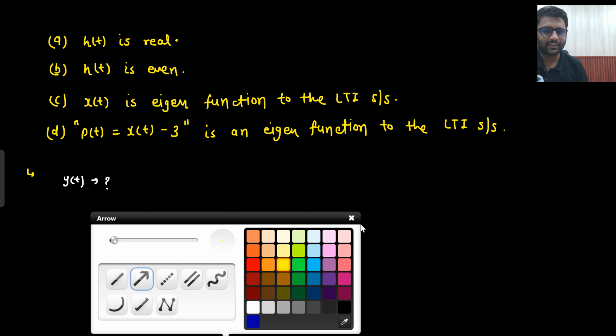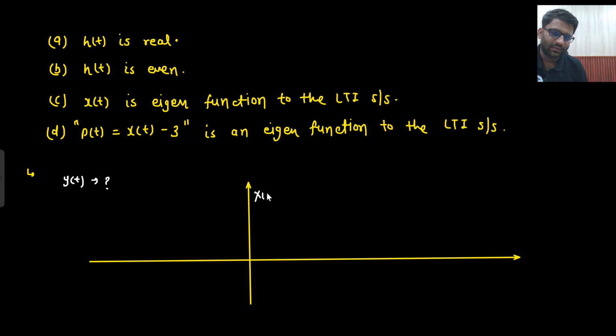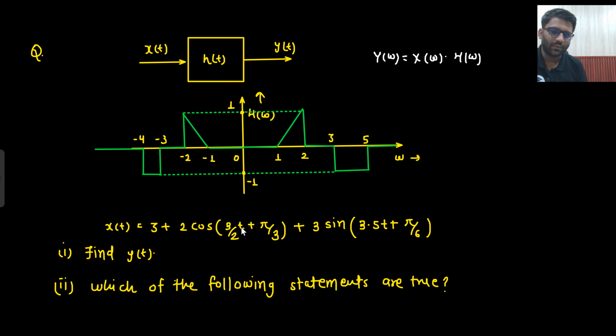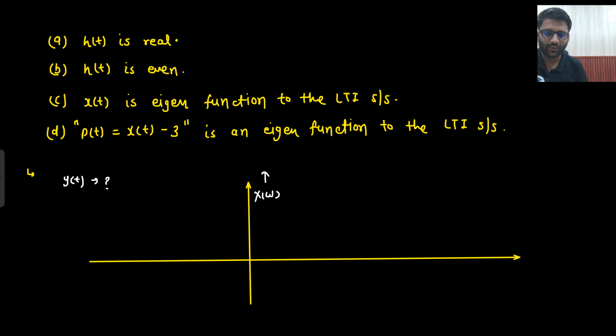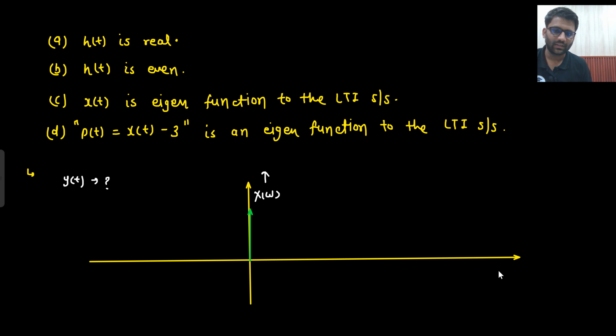So what I would have done in the examination, I would not go thinking about eigenvalue or eigenfunction. I would have simply drawn X of omega. You know that there is a DC. I don't care about the amplitude, but I know that at omega equals 0 there will be one impulse. Then you know that there are cosinusoid and sinusoid. Sinusoid is there at frequency 3 by 2, at omega equals 3 by 2. Cosinusoid is there at omega equals 3 by 2. I don't care about the amplitude at all. So similarly at minus 3 by 2 as well, I will get another impulse.